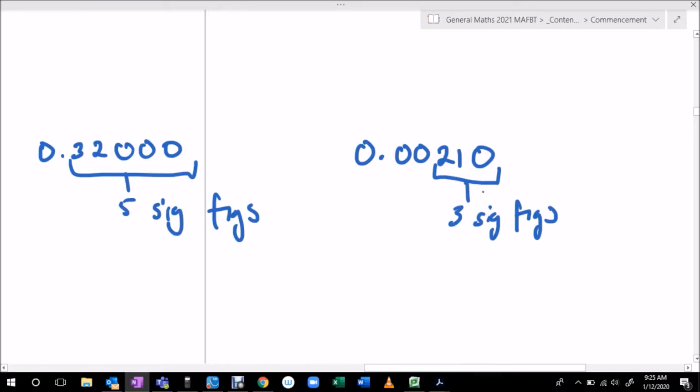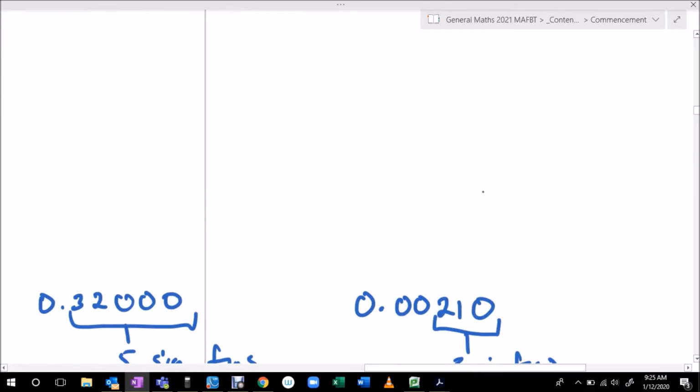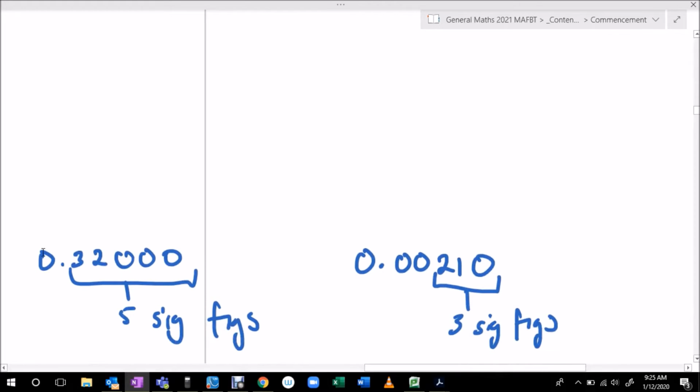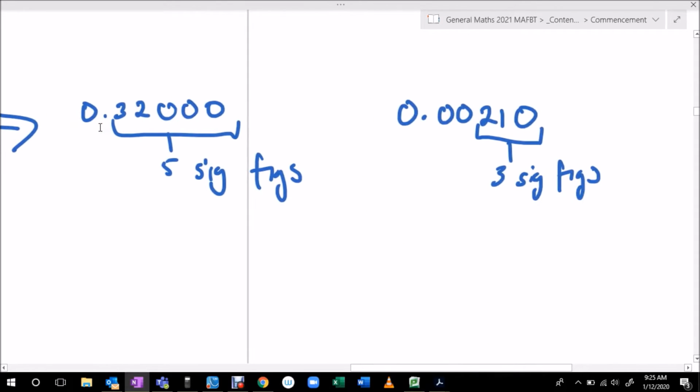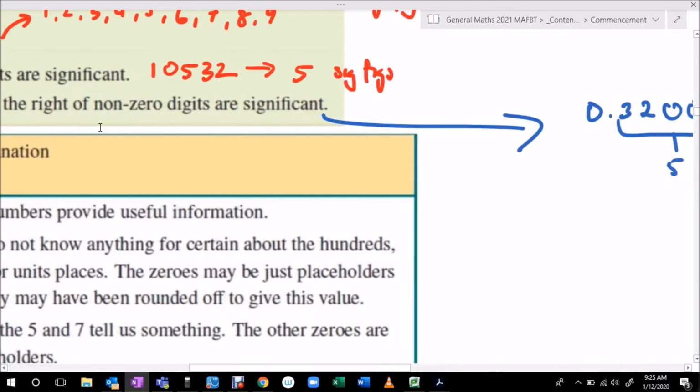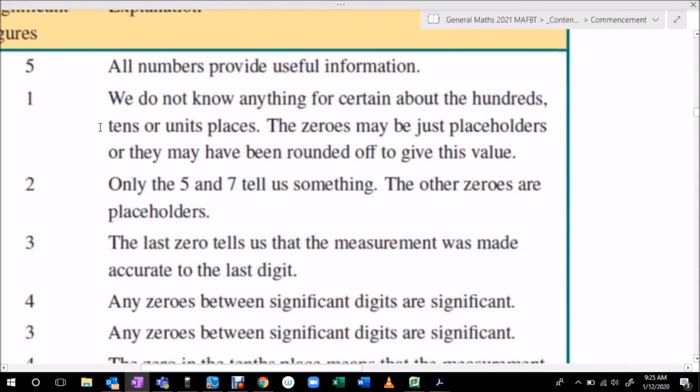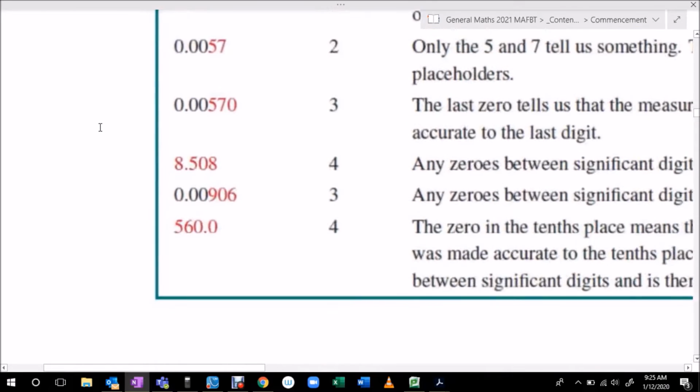Any significant number is non-zero, so 1, 2, 3, 4, 5, 6, 7, 8, 9. Any 0 in between significant numbers is also significant, and any 0 after the decimal that is to the right of the significant number is significant. Yes, it says over here that 560.0 has 4 significant figures. Which number are we looking at? The very last one here.